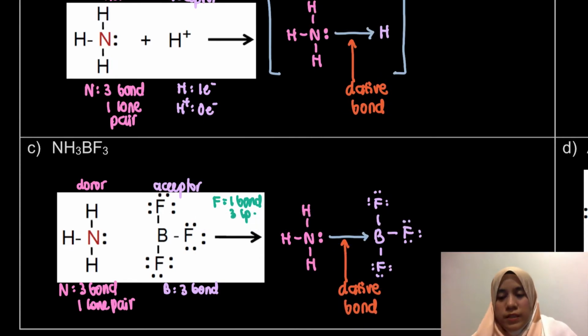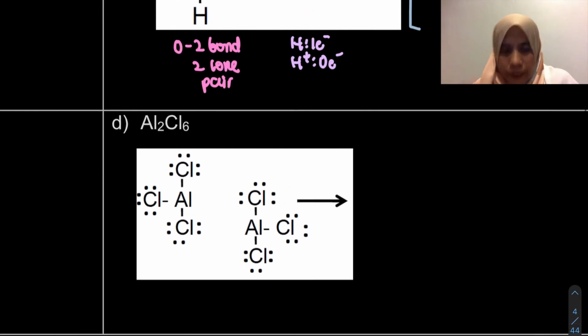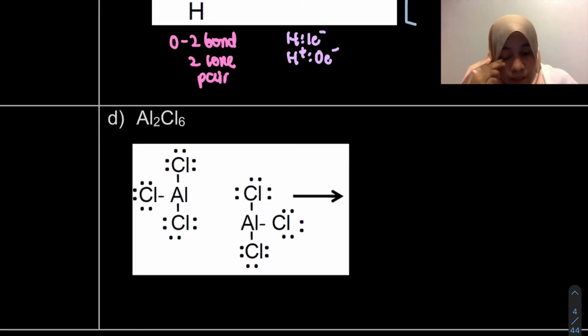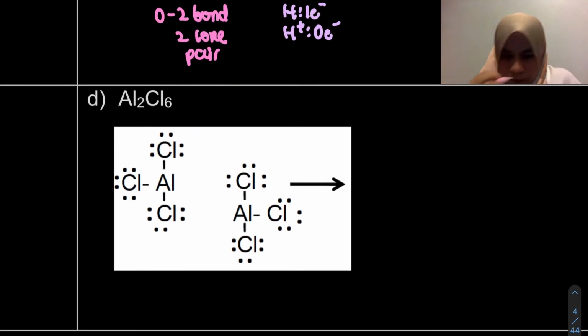Last but not least is actually Al₂Cl₆. So, for the case of our dimer. Okay, dalam case ni sama sahaja. So, what we're going to do is actually I'm going to check first. So, dalam kes ni, our chlorine ni is actually 1, 2, 3, 4, 5, 6, 7, 8. Chlorine ni, bila kita check.